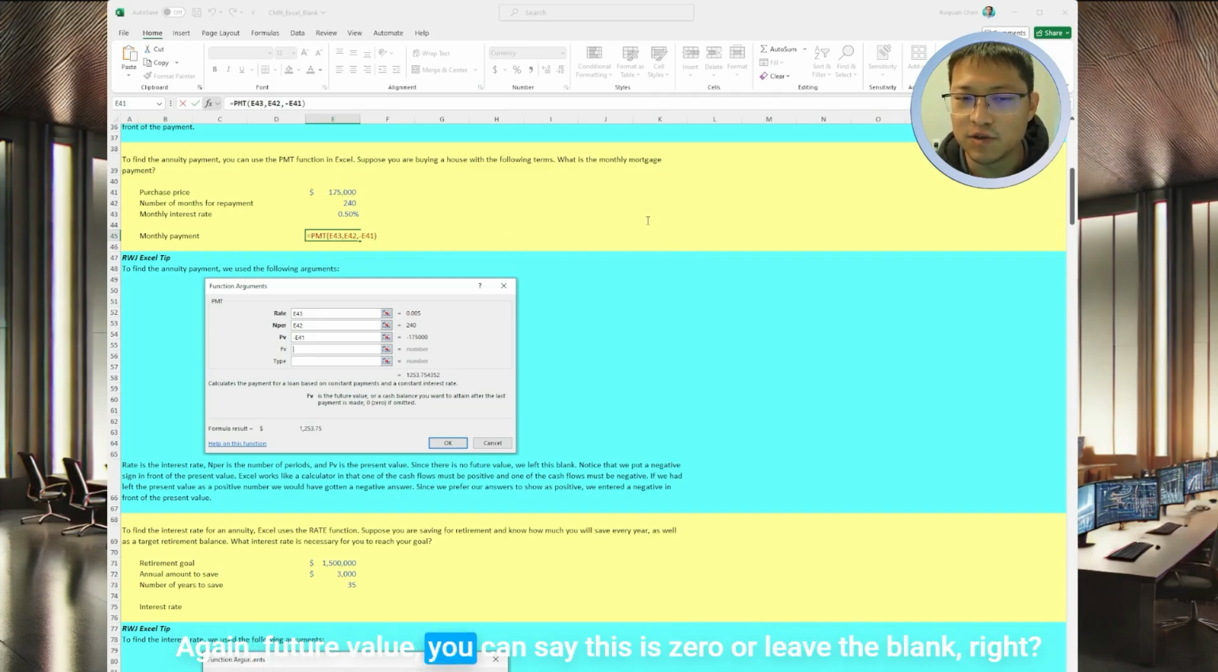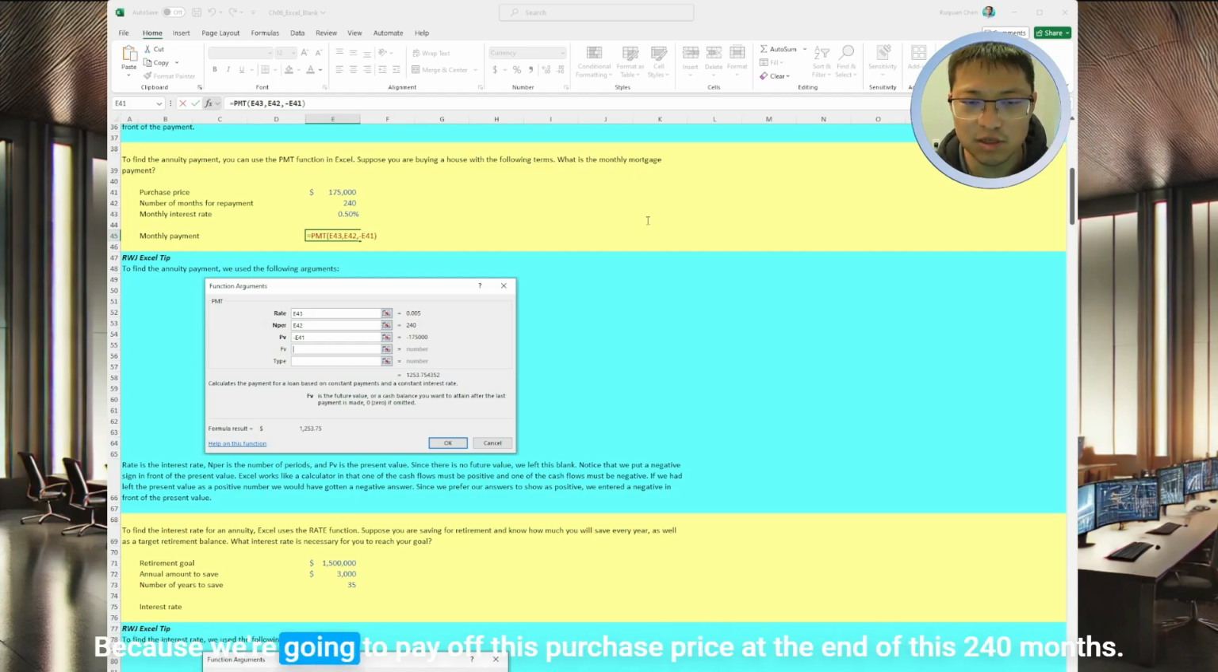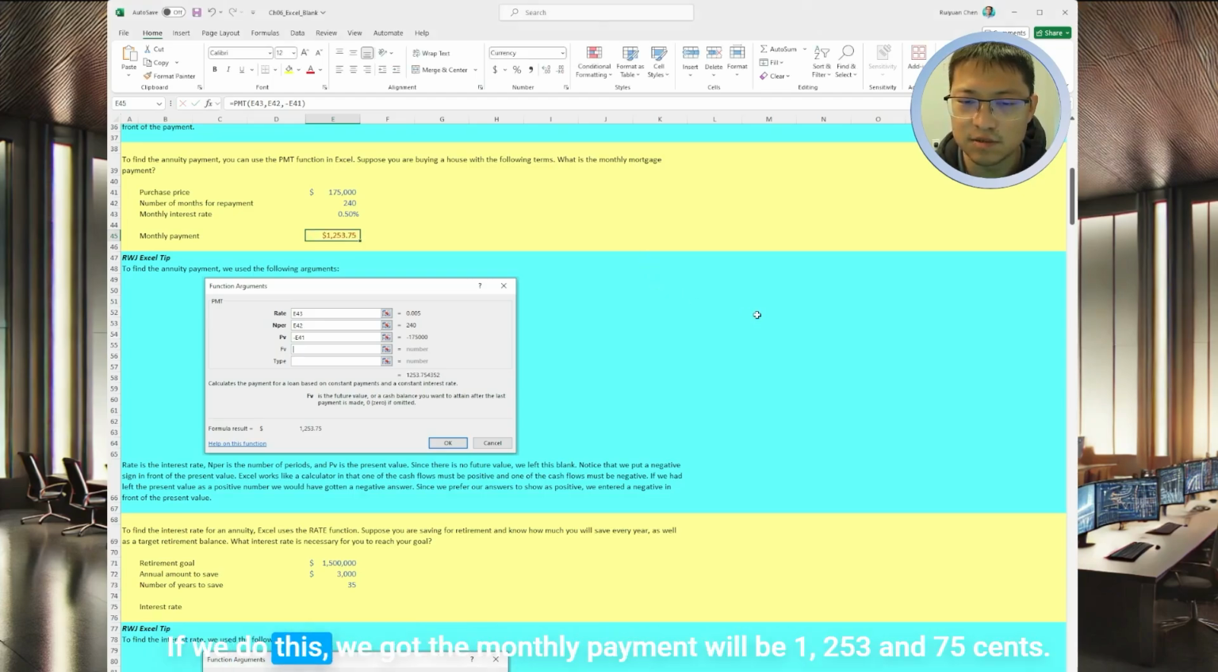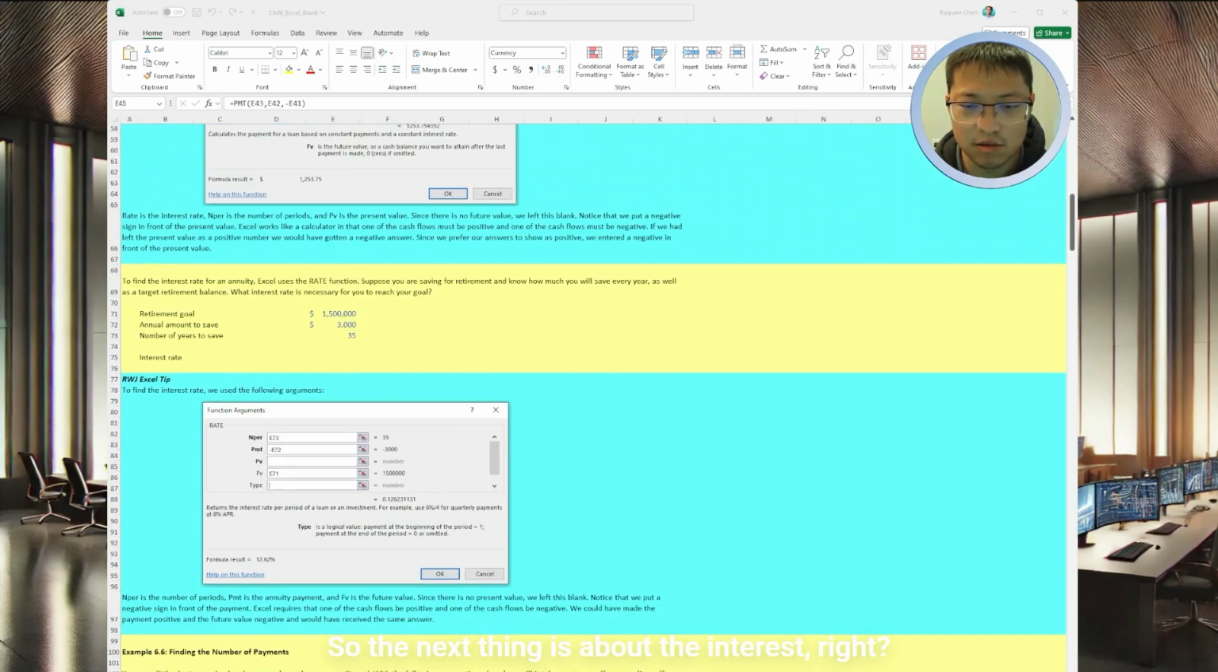Again, future value, you can say this is 0 or leave it blank, right? Because we're going to pay off this purchase price at the end of this 240 months. Leave it blank for type as well. If we do this, we got the monthly payment will be $1,253.75.